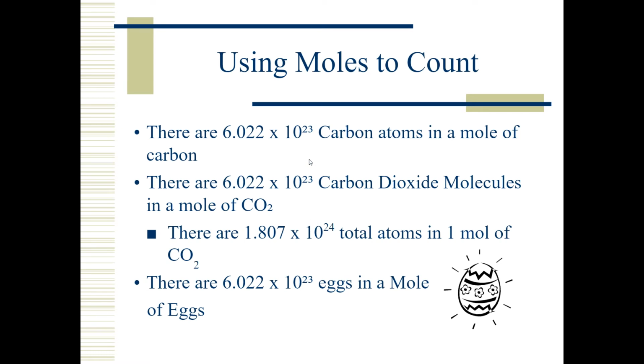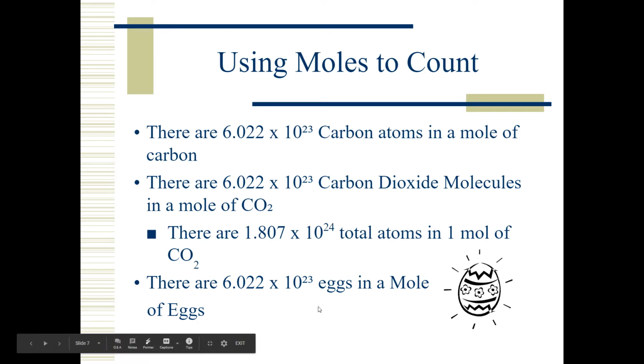So, if I say I have a mole of carbon atoms, then I mean I have 6.02 times 10 to the 23rd carbon atoms. If I have a mole of carbon dioxide molecules, then I have 6.02 times 10 to the 23rd molecules of carbon dioxide. If I wanted to count the total number of atoms in 1 mole of carbon dioxide, well, there's 3 atoms total in 1 molecule of carbon dioxide. So if I multiply Avogadro's number by 3, I would get the total number of atoms in 1 mole of carbon dioxide, which is 1.807 times 10 to the 24th. If I had a mole of eggs, we'd be eating eggs for years.